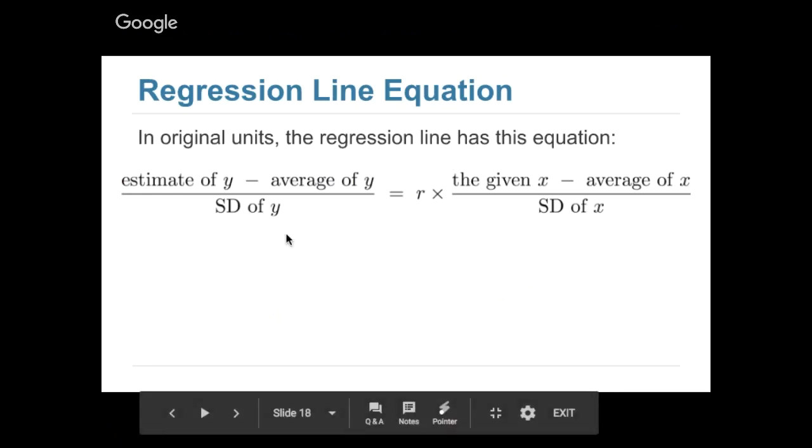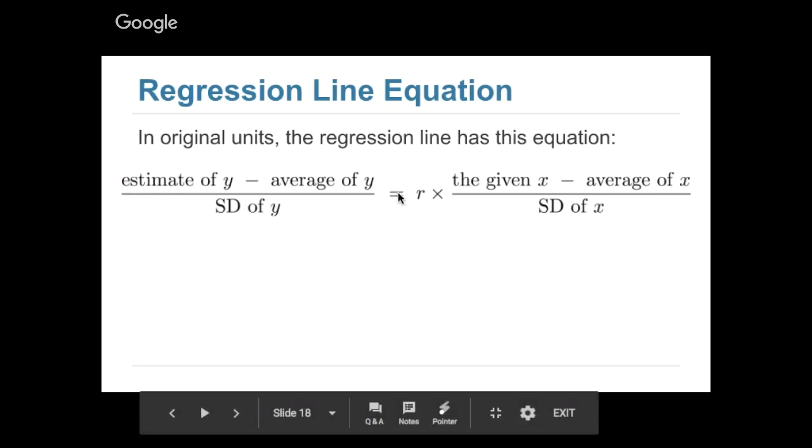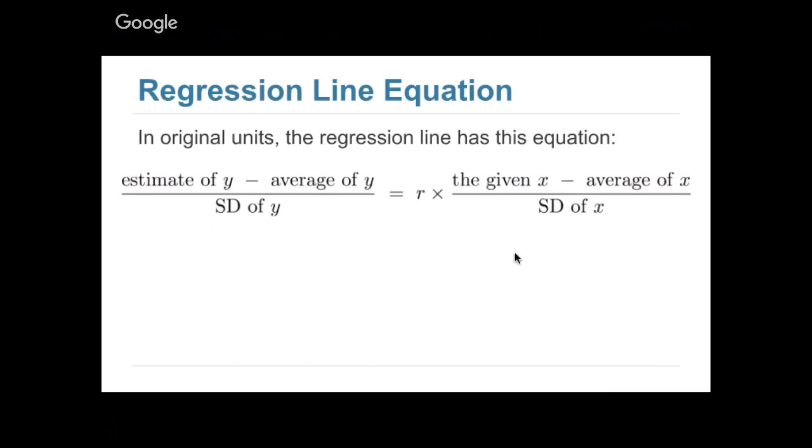Here we have this equation. It's the same as the one I showed you before. It looks really complicated, but what I've just done is this used to be Y in standard units equals R times X in standard units, and I've plugged back in how to convert from the original x to standard units. So if we know the average of x, the standard deviation of x, the average of y, the standard deviation of y, and we know r, then for any given x in original units, I just plug it in here, solve for y, and get back y in original units. That's the basic idea.